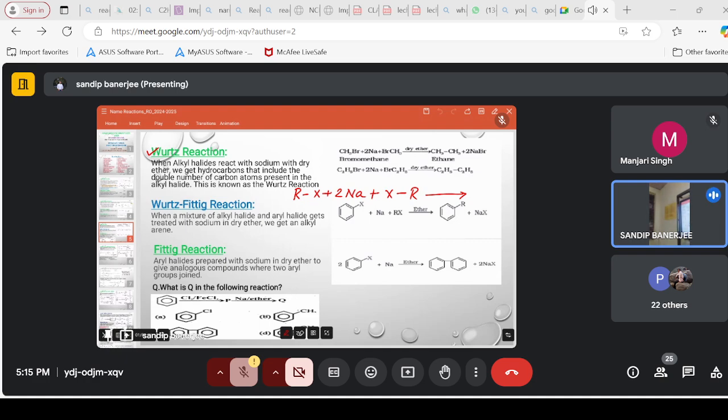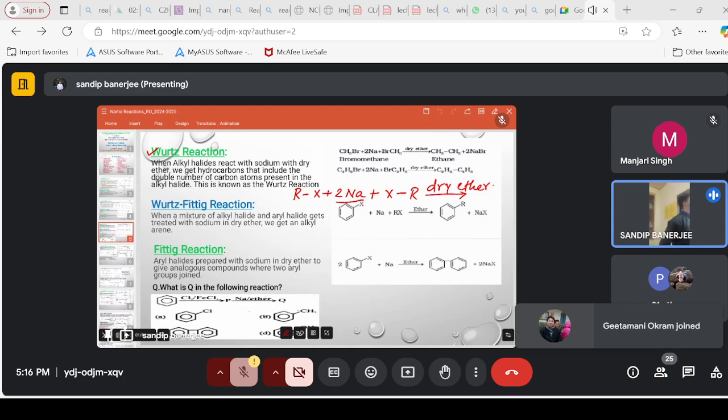Why? Because last day, during the discussion of the electrochemical series, I told you sodium reacts with water, even under cold conditions. Not only that, sodium can react explosively with aerial oxygen also. That is why, whenever we are thinking about the reaction of sodium, we have to use dry ether as the solvent. This will be the best choice.